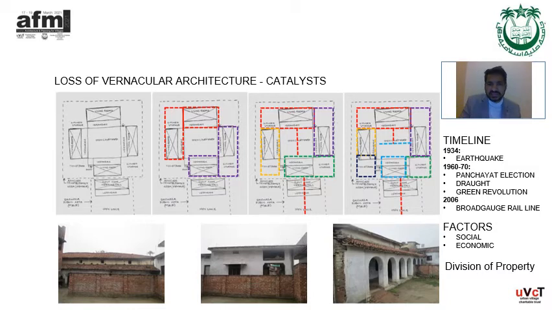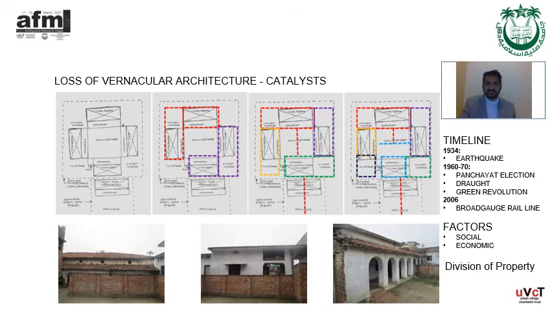In 1960-70, the Panchayat election created awareness among the people. After that, the drought and the green revolution made people migrate to different parts of the country, and they became financially independent and had enough money to construct their houses. In 2006, the broad gauge rail line came, which opened the gate to different parts of the country from where the materials could be transported very easily.